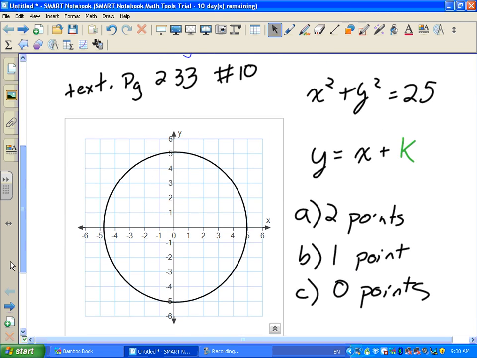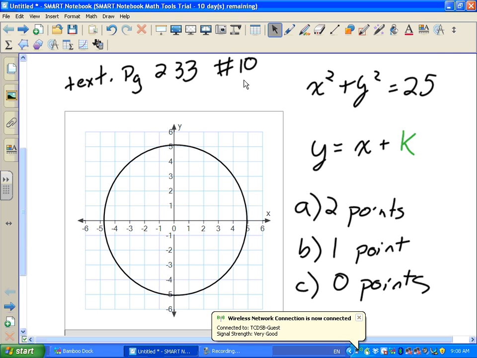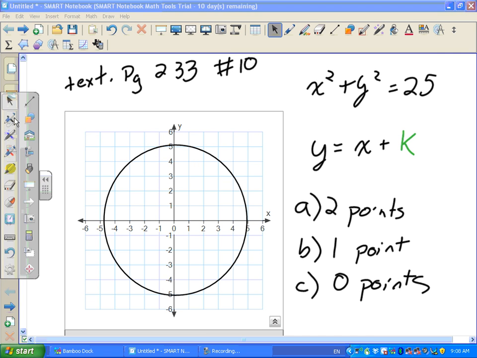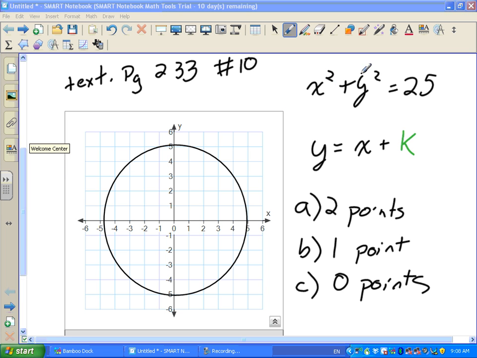We're going to take up this question from last night's homework. Text page 233, it's number 10. The question has given us the equation of a circle, which is x squared plus y squared equals 25. This is something you would have learned last year briefly in one of the chapters. What the question asks is for us to give different equations using y equals x plus k.